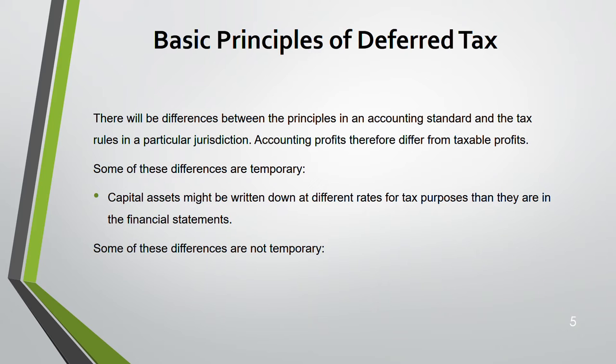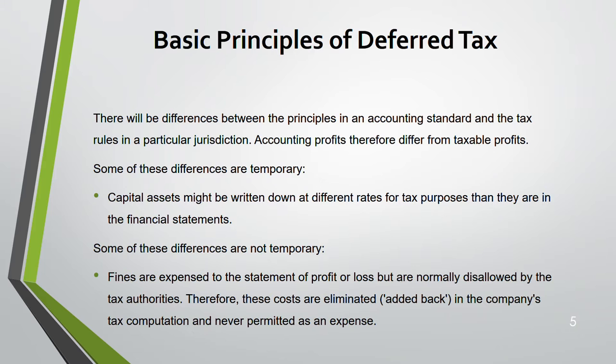Next, differences which are not temporary, they are permanent. For example, a fine. If you are having any kind of fine, that goes on as expense in the P&L, statement of profit and loss. They are normally disallowed by the tax authorities. That means it will always be like that. The difference will never go because it is never allowed by the tax authorities.